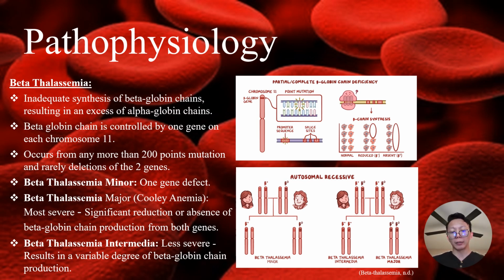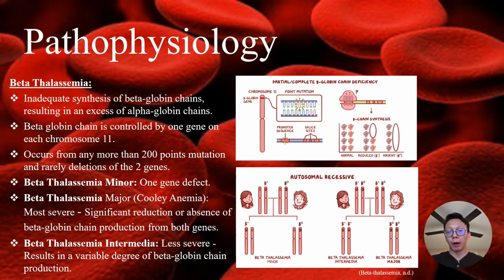And here again are some photos explaining the different types of beta thalassemia. We have beta thalassemia minor, beta thalassemia intermedia, and beta thalassemia major. These disorders are usually inherited in an autosomal recessive pattern, meaning that individuals must inherit at least two copies of the mutated beta globin genes, one from each parent, to develop the condition.